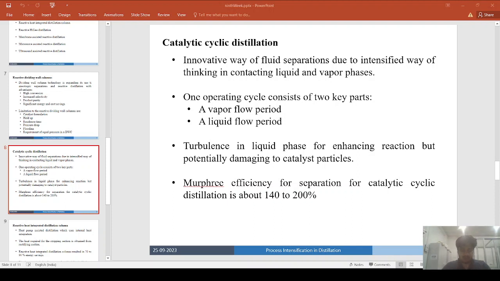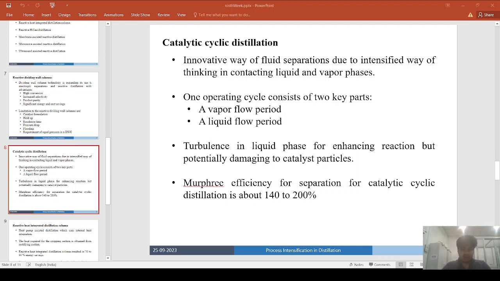And especially because the turbulence can enhance the reaction, it can enhance the process, but the turbulence can also cause damage to the catalyst particles that have been fixed to the system chassis, and it can also damage the moving parts.